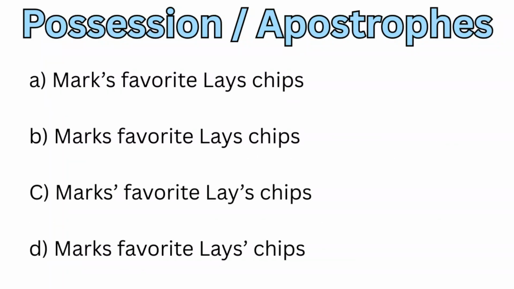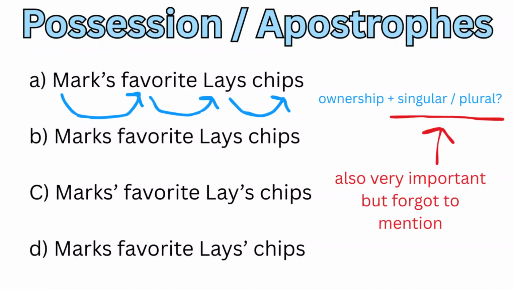To solve these questions, go word by word in the answer choices and ask yourself if each word owns the word after it or not. If it does and it's a noun, you can add an apostrophe, and if it's a pronoun, no apostrophe. Again, I want you to remember that you can own things that are not physical or something that you can hold.